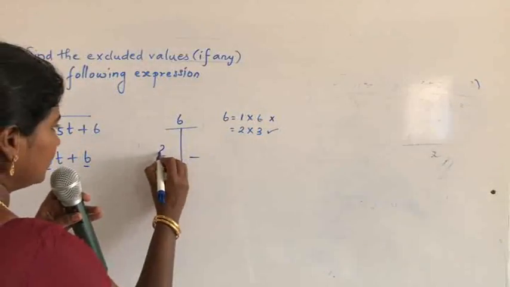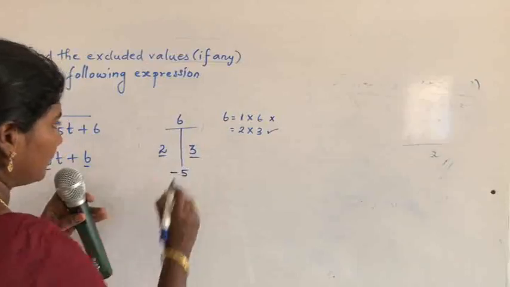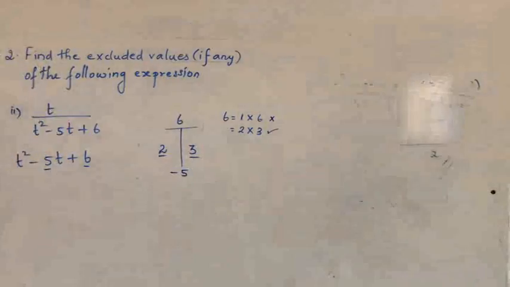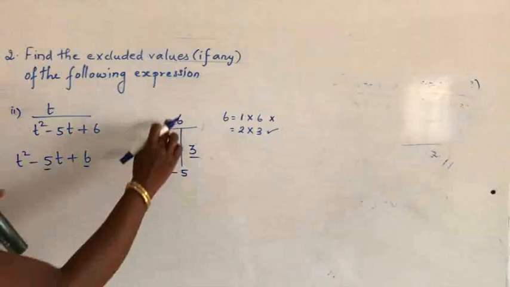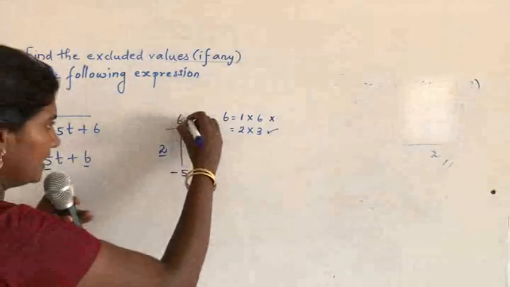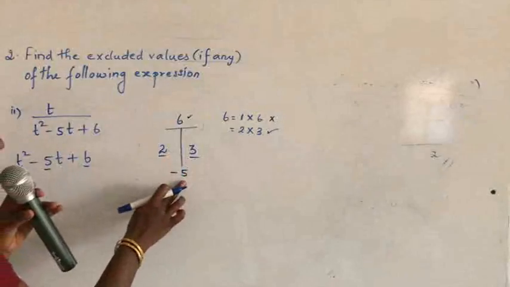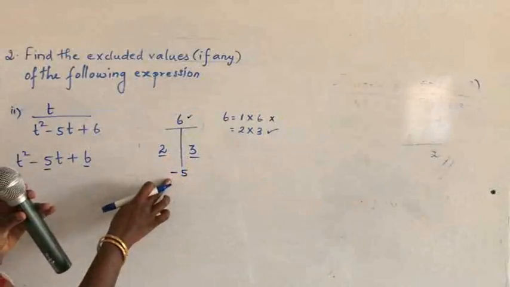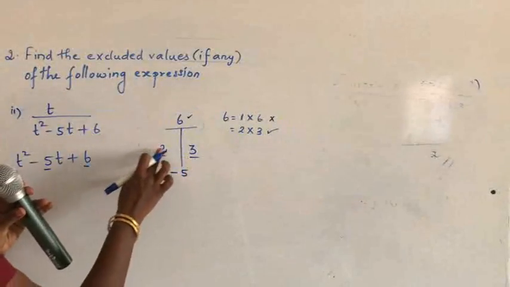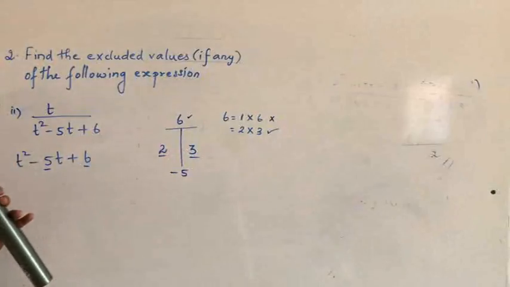So we'll fill here 2 and 3. Now as we have seen earlier, the product gives you 6. That is correct, no problem. We get the answer 6 over here. But when I add these, I get the answer 5, but here we have minus 5. So we have to make some changes over here. Let's see what the changes are.